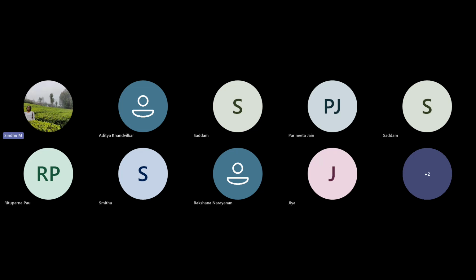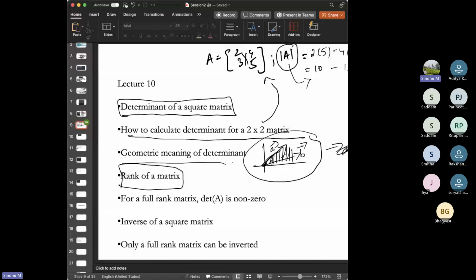Yeah, I think I'm actually using my iPad to write on the slides and sharing it from the laptop. So I think whenever I write something, sometimes the screen sharing is turning off. So let me share it again. I hope now it should be visible.